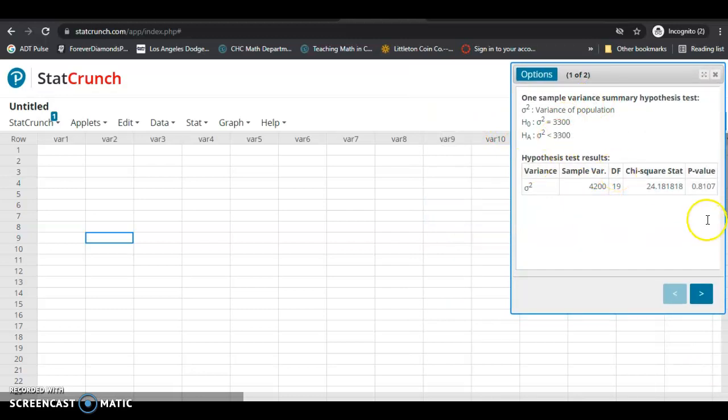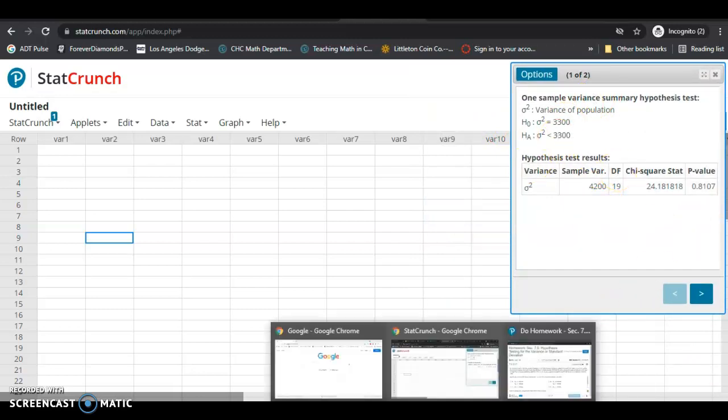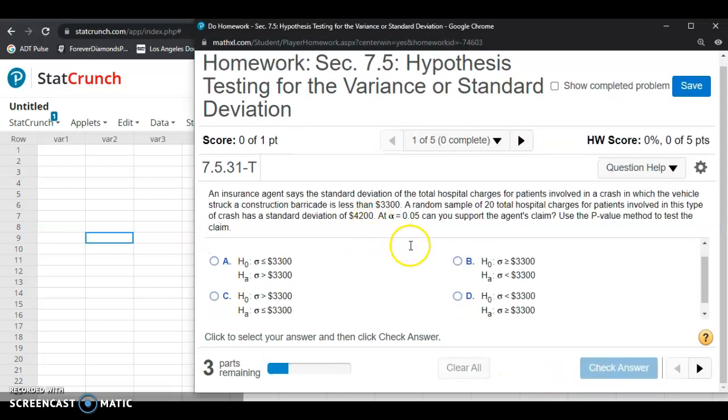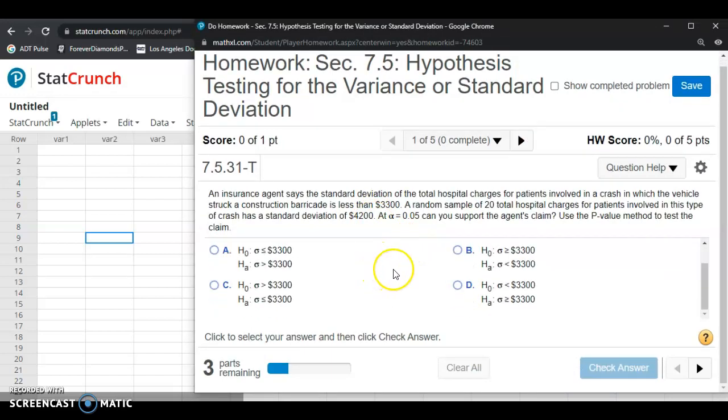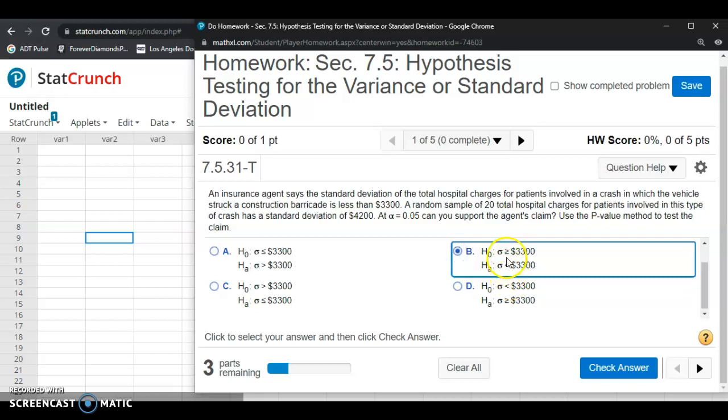So let's see if this is correct. In the alternative hypothesis, the less than symbol should be used. So it looks like answer choice B, which means the greater than or equal to symbol is used in the null hypothesis.